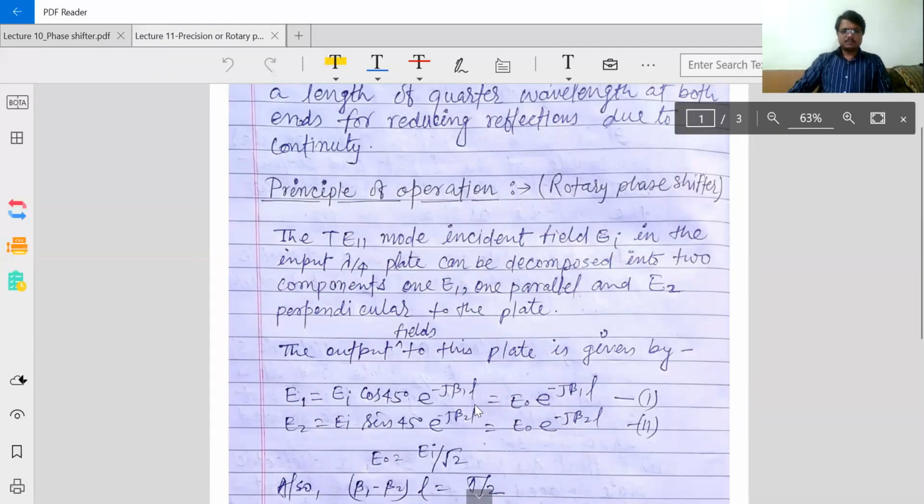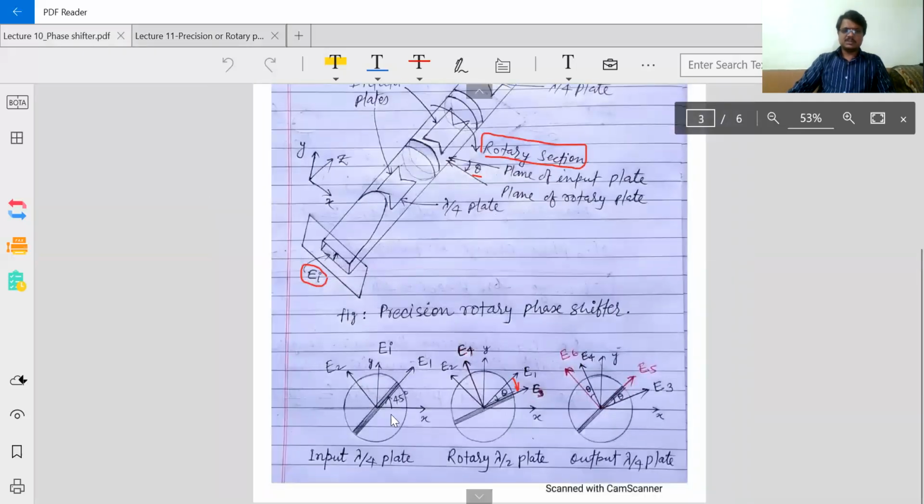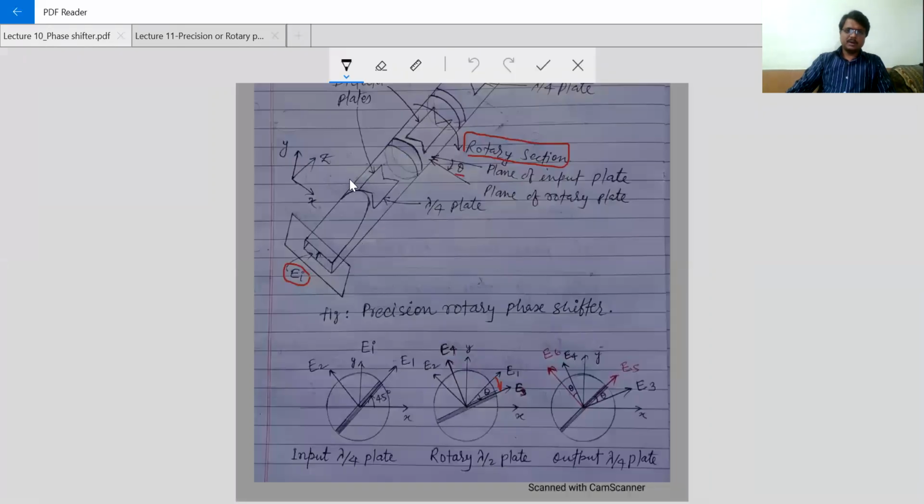Beta 1 is the phase constant in this plate material, and beta 2 is the phase constant of the air. So from here to here it will travel lambda by 4, so we have considered this L. This is L, lambda by 4, this is lambda by 2, so it is 2L, and the last one is lambda by 4, so that is also L. So that's no problem.